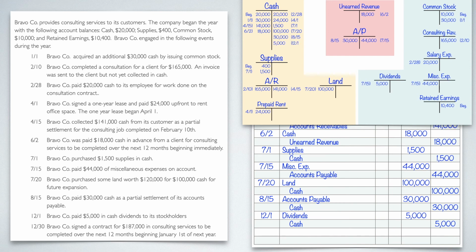And the last one, 12-31. Bravo Company signed a contract for $187,000 in consulting services to be completed over the next 12 months, beginning January 1st of the next year. So we need to figure out what the journal entry is. Well, what is happening here? Essentially what this is saying is I'm promising to do work for 12 months, and the customer is promising to pay $187,000 for that work. But all of that happens next year.